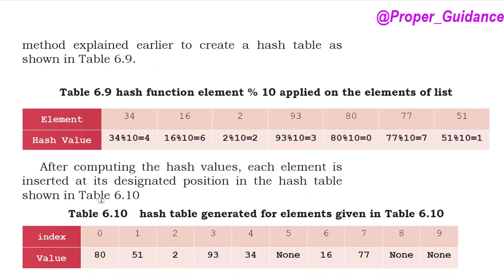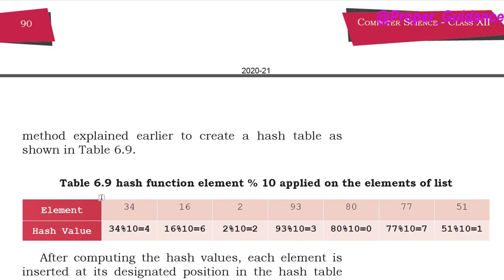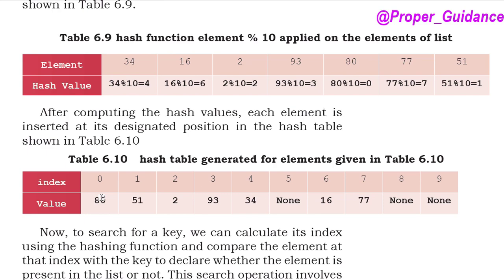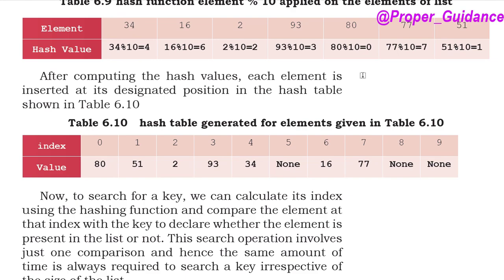When index and value will be there, we get this one. What is the value here first? 80. Why 80? Because this is index 0. So, first one is 80. After that, hash value 1: 51 is here, 80 and 51. After that 0, 1, 2, element will be 2, take it. After that modulus value 3, so element will be 93 here. After that 4, this is 34 here.